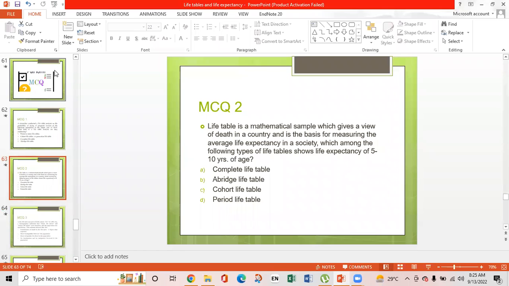Second MCQ is, a life table is a mathematical sample which gives a view of death in a country and is the basis for measuring the average life expectancy in a society. Which among the following types of life table shows life expectancy of 5 to 10 years of age? Option A, complete life table. Option B, average life table. Option C, cohort. And option D, period life table.